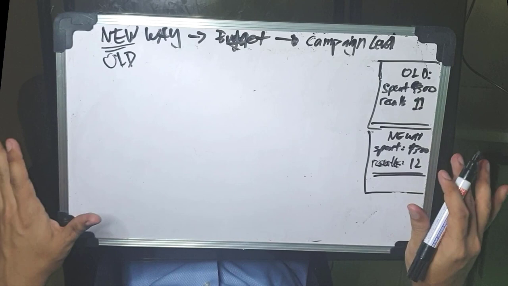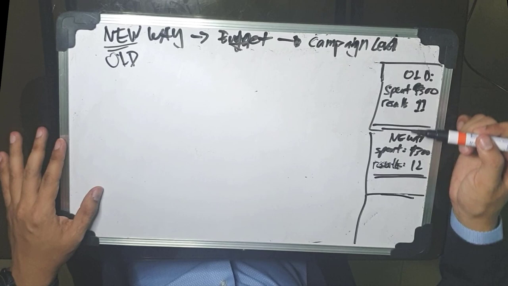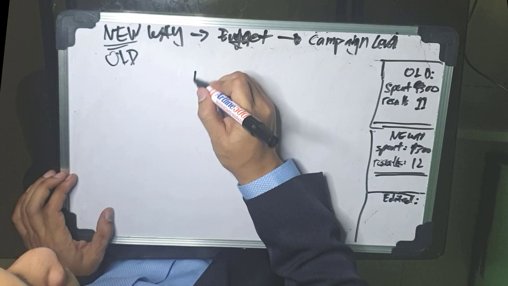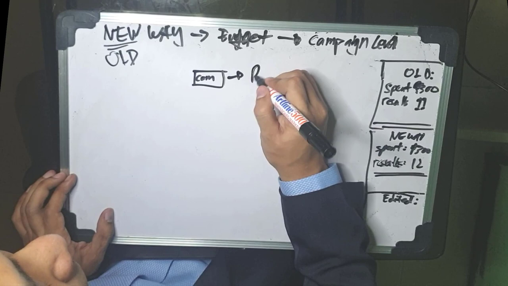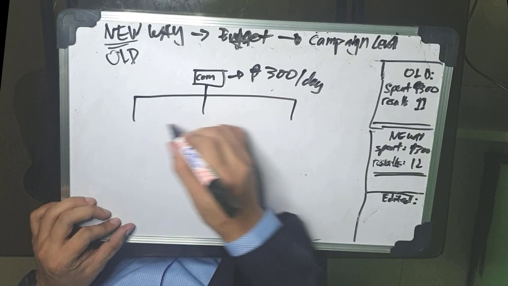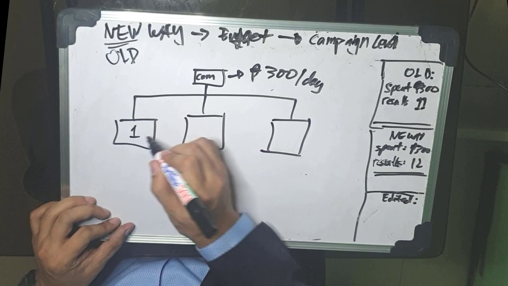So, let's do a third result here, di ba? Old way, new way. Ito naman yung way na you edit. Ito yung edited, meaning you turn off one ad set. So, di ba, before, we have one campaign, no? And sa campaign natin, we have 300 pesos na daily budget per day. And then, on our campaign, we have 3 ad sets: ad set number 1, ad set number 2, and ad set number 3.